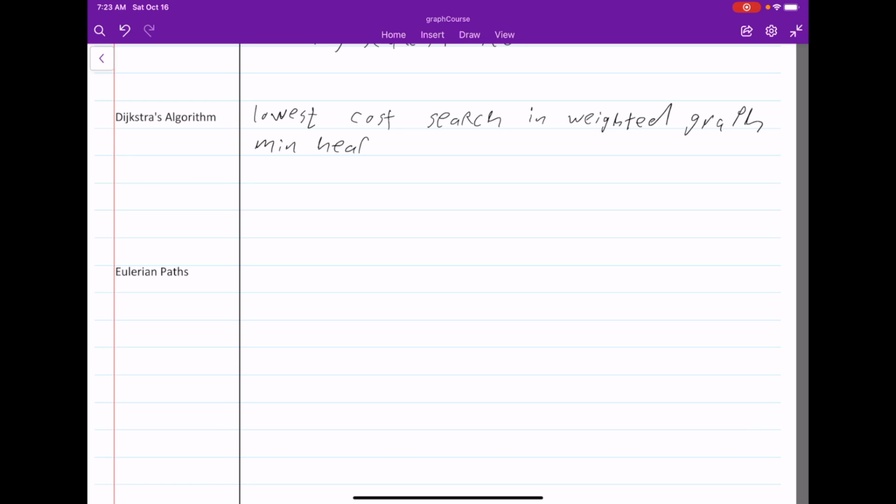Dijkstra's algorithm uses a min heap to track our nodes and leverages relaxation to continually improve the cost to travel to each node. Dijkstra's algorithm fails for graphs with negative weights, so consider using Bellman-Ford instead.